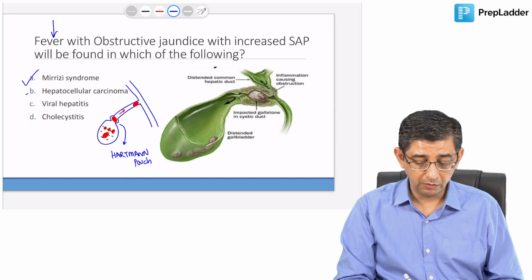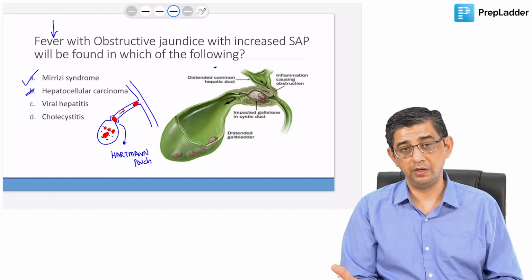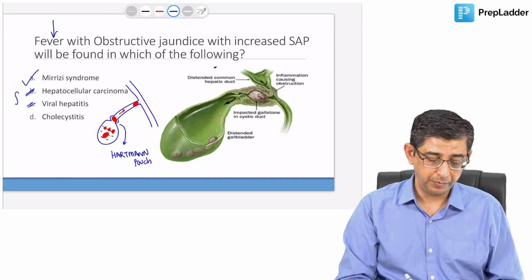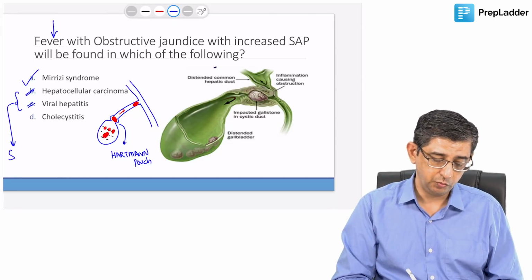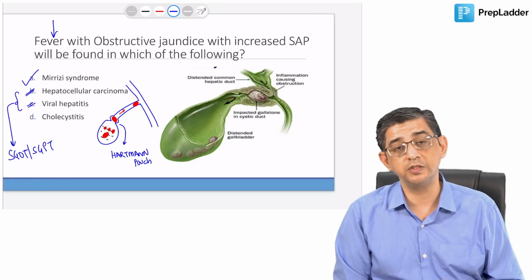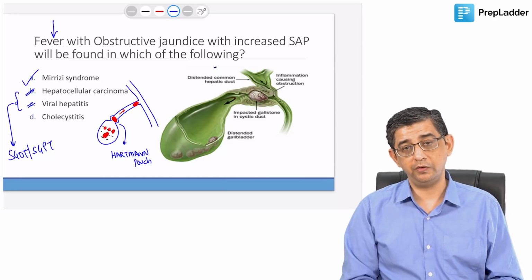Hepatocellular carcinoma will not contribute to obstructive jaundice. It will cause a hepatocellular jaundice. Viral hepatitis will again cause an increase of SGOT, SGPT. I'm ruling out options B and C. Why? Because they will mainly cause derangement of SGOT, SGPT and not serum alkaline phosphatase. Cholecystitis does not contribute to obstructive jaundice.